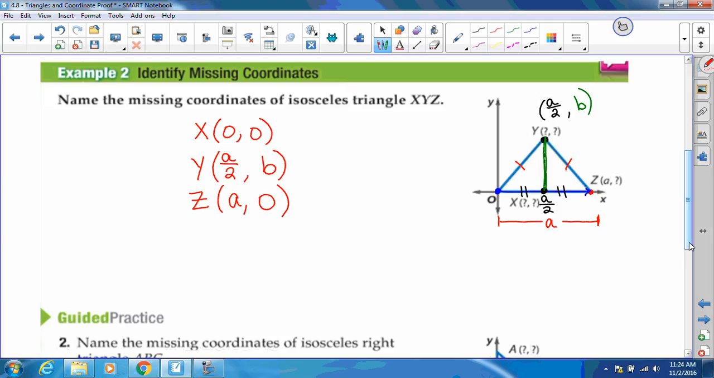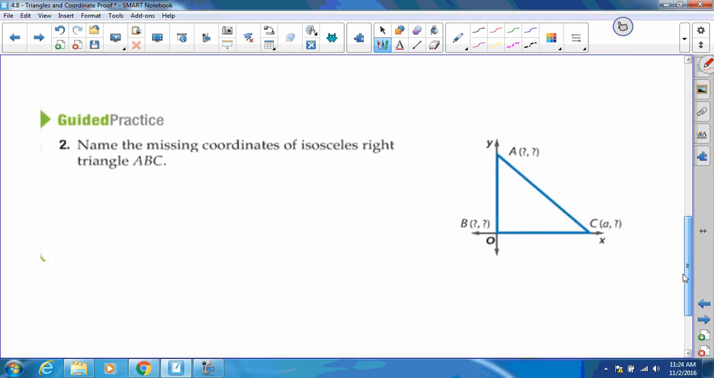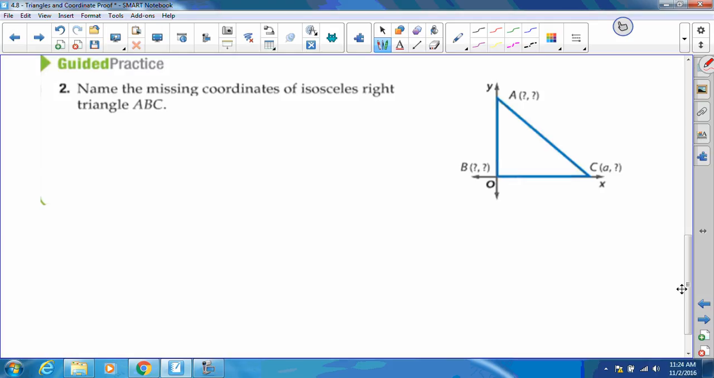So the biggest thing on this is knowing if it's an isosceles triangle, your vertex sits at the halfway mark of whatever the length of your base is. Okay? So let's try this one. Number 2. Name the missing coordinates of isosceles right triangle ABC. So we know that this is a right angle, and that means these two sides are congruent. Okay, so we have A, we have B, and we have C. B is at the origin, so that's our easiest one. So that's the point 0, 0.